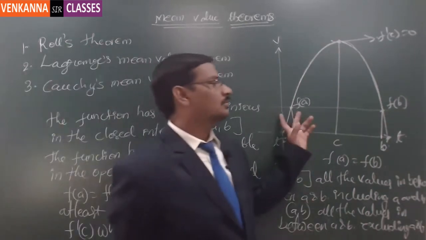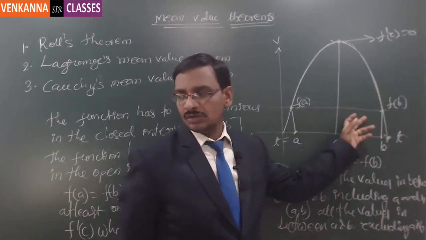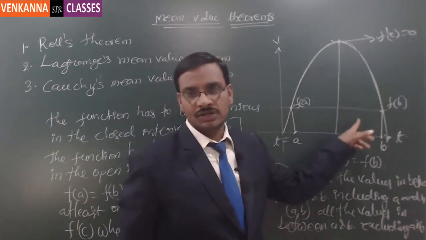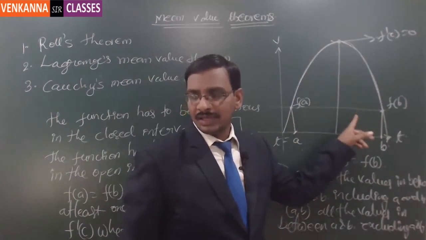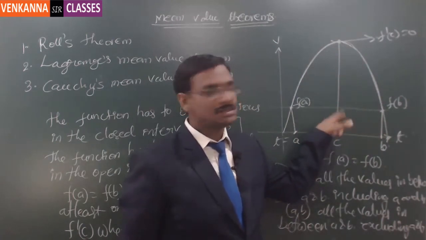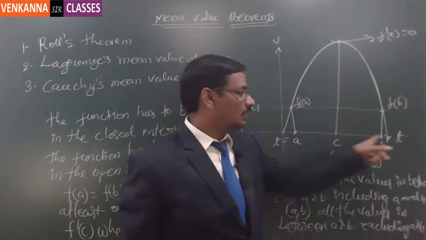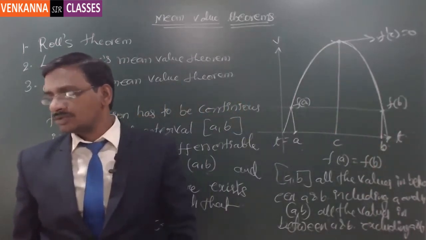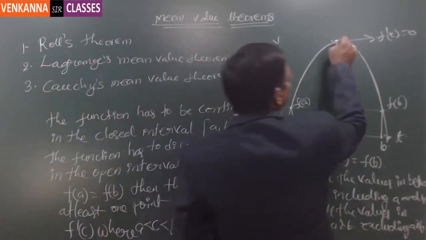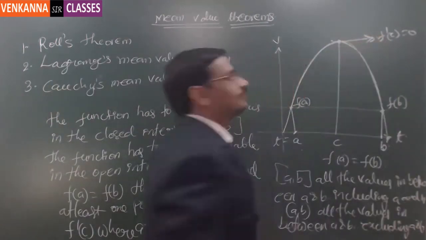So this is Rolle's theorem, that you can make out from common sense: if the function values at both ends have the same magnitude, and the function is continuous and differentiable at every point, then there exists at least one point where the slope has to be equal to the x-axis slope. Understood? So you can draw at least one tangent which is parallel to the x-axis.